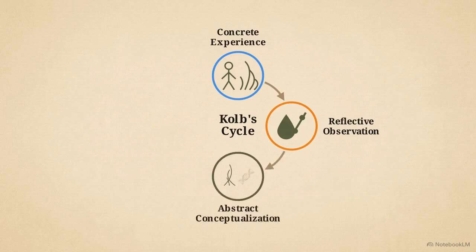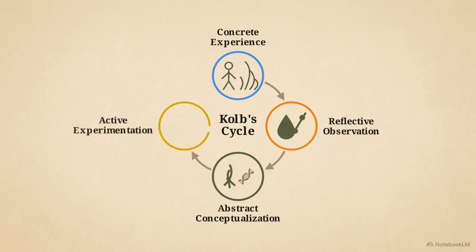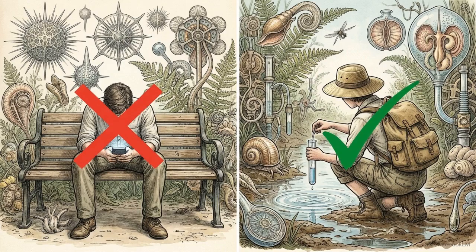Next is abstract conceptualization. The student links field data to biological theory, identifying the root structure as a physiological adaptation. Finally, in active experimentation, the student formulates a new hypothesis based on that concept and tests a new variable within the environment. If an activity fails to force a student through all four of these phases, it is not scientific training. It is simply passive recreation.